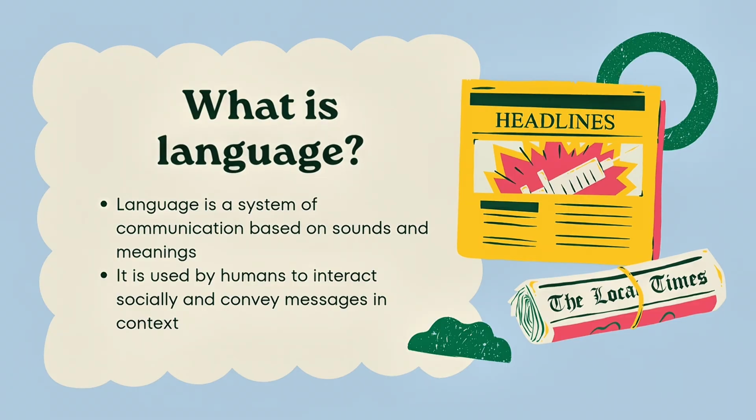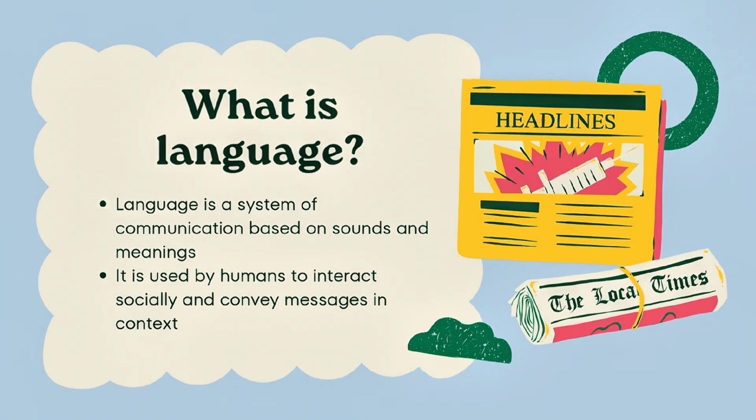So, what is language? Language is a system of communication based on sounds and meanings. So it's not just a collection of random sounds or words. Language is a system, which means it's organized and structured. It's used by humans to interact socially and convey messages in context.